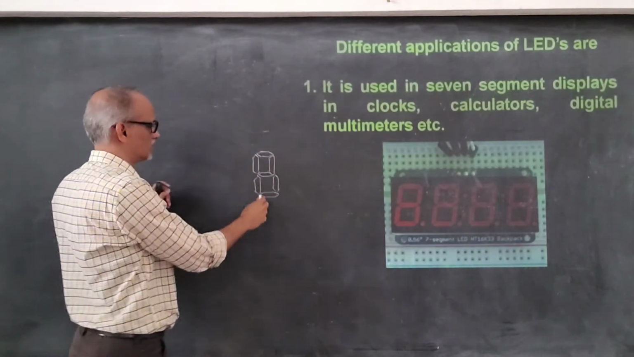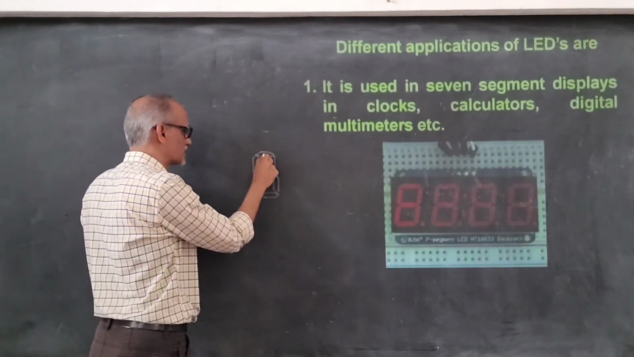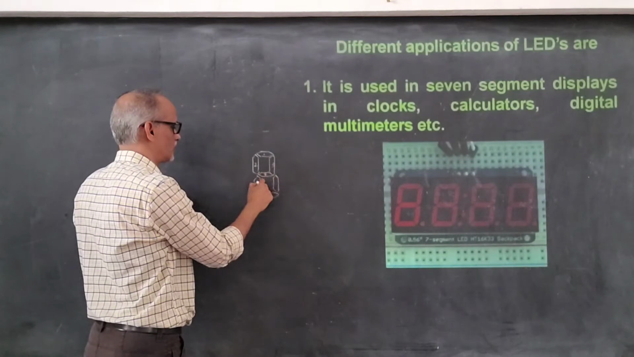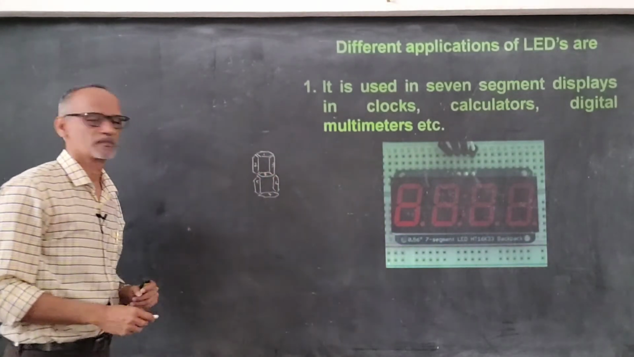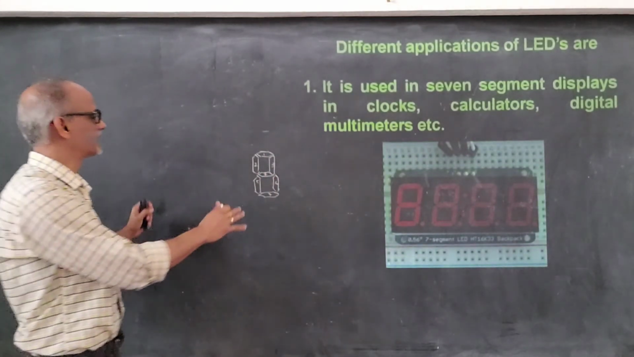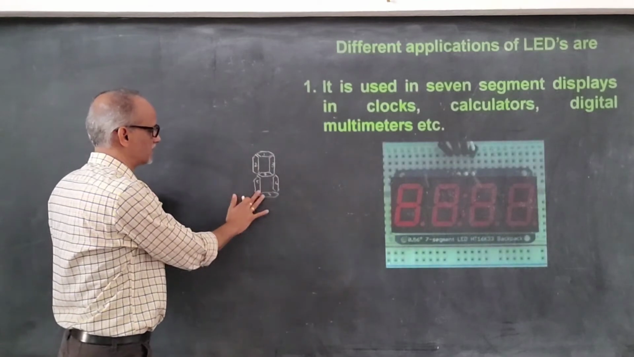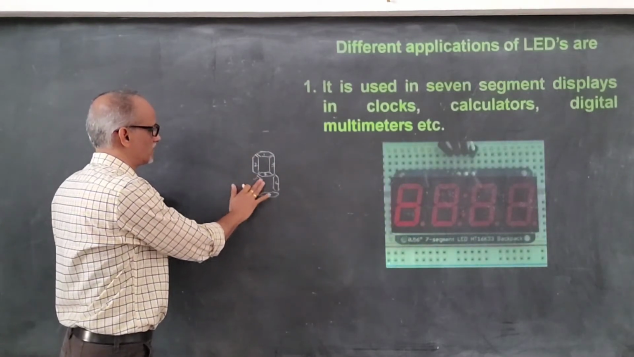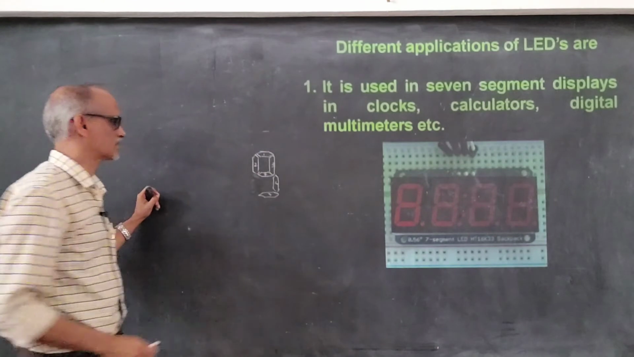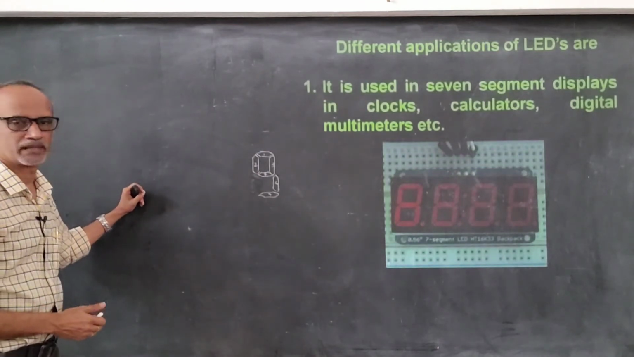So if you count, the number is 8 here, but there are 7 parts. 1, 2, 3, 4, 5, 6 and 7. By controlling the light in various parts, we can display the numbers. So by controlling the light for the rest of the parts, we get the number 9 here.